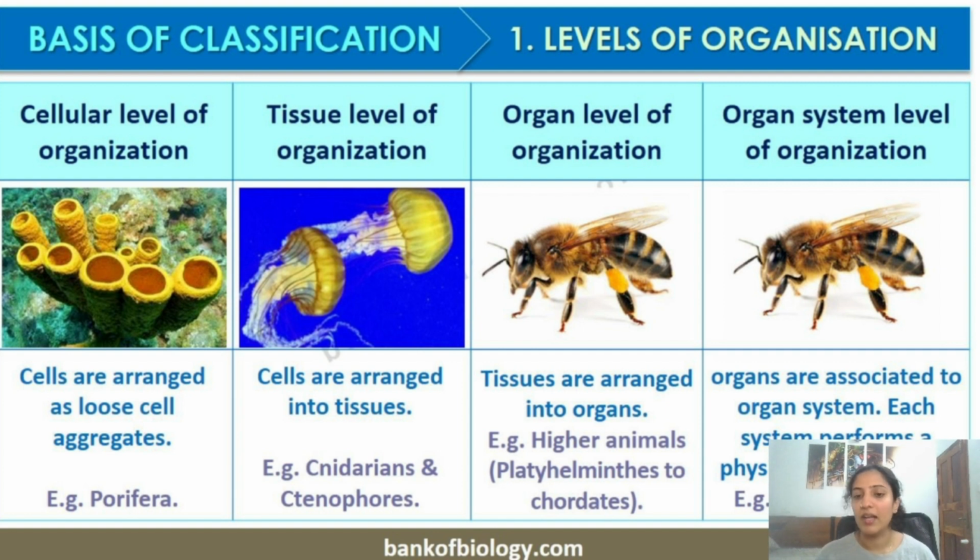For example, that is higher animals, Platyhelminthes onwards. Okay, phylum Platyhelminthes to the highest one, that is phylum Chordata. And even when it goes to advanced levels, you can see that organ level will go to organ system level. That means many organs combine to form a system which is specifically meant for doing a specific function.